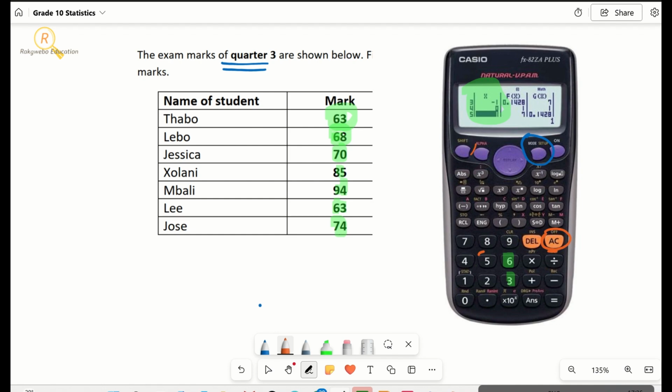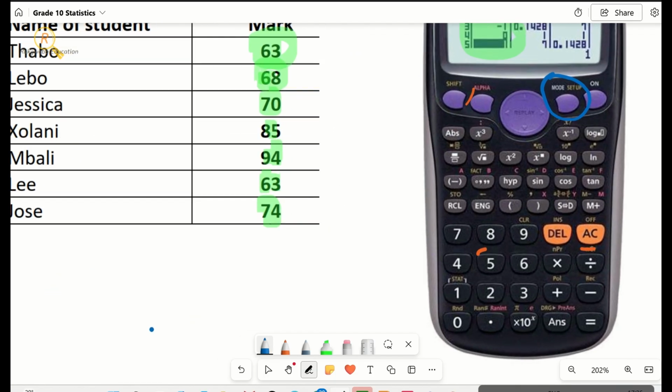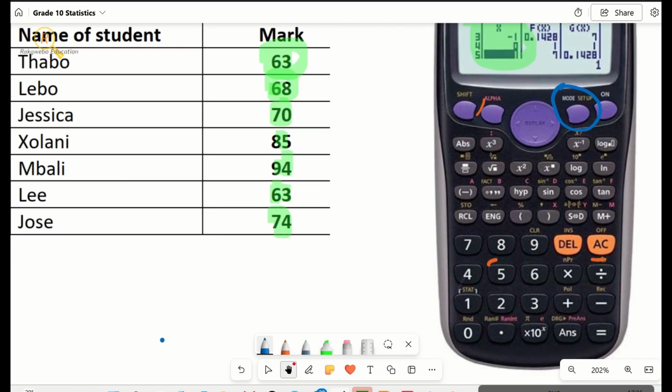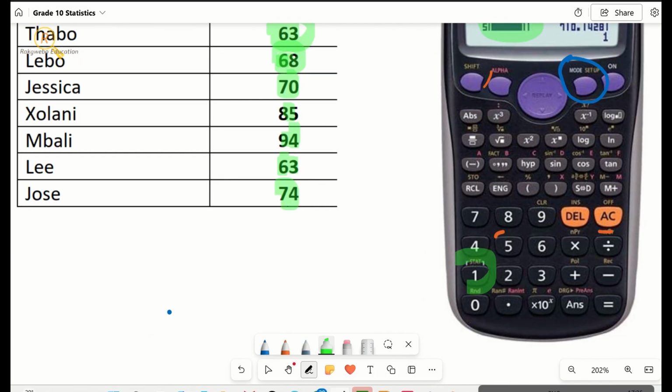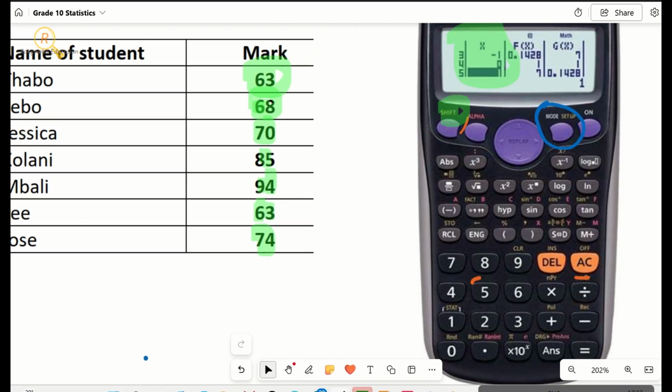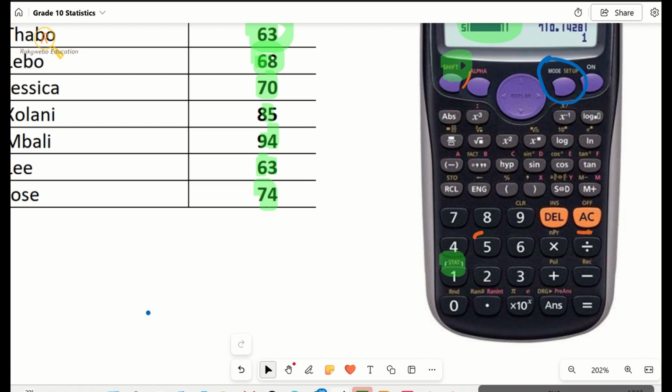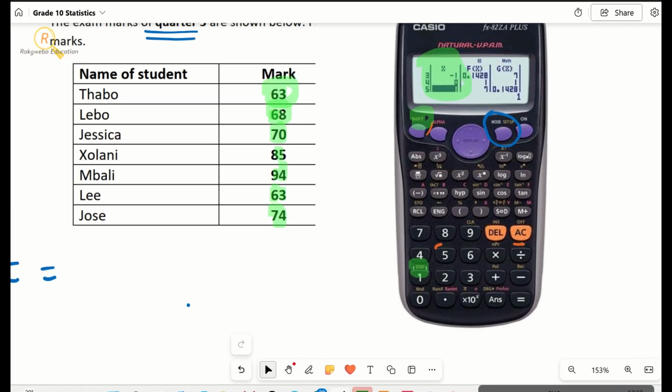Now you want to write your X bar. How you're gonna get that is you're gonna have to access the stats from your calculator. You're gonna access this stat option in orange. So first of all press shift, and then after that press stat. Just do that, shift and then stat.